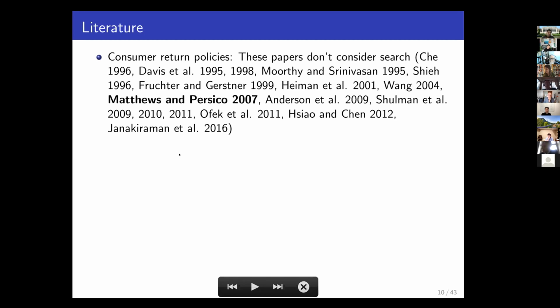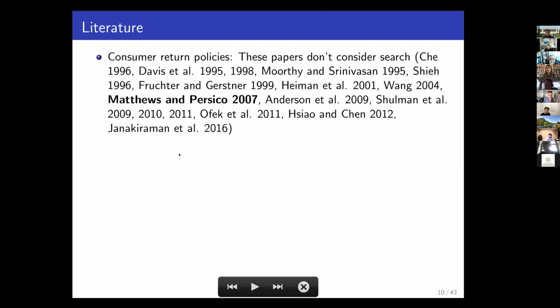Our approach is different from this paper in various ways. One of the main ways is that Matthews and Persico look at extreme contracts, which would map in our setting to no return or a full refund. In our case, we solve for the general arbitrary contract given our model, where returns could be partial. You could have a partial refund.